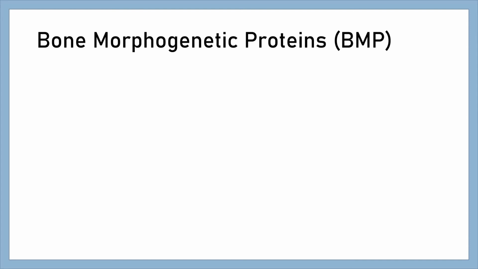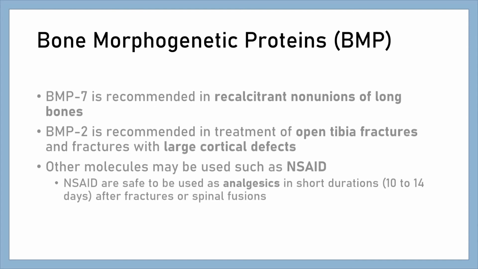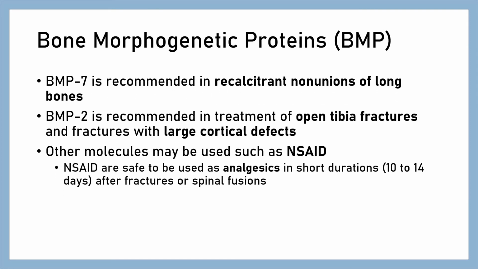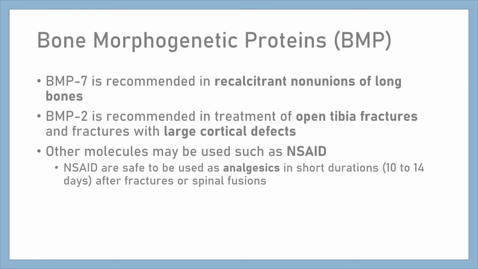Bone morphogenetic proteins, or BMP. BMP7 is recommended in recalcitrant non-unions of long bones. BMP2 is recommended in treatment of open tibia fractures and fractures with large cortical defects. Other molecules may be used, such as NSAIDs, which are safe to be used as analgesics in short durations, 10 to 14 days after fractures or spinal fusions.